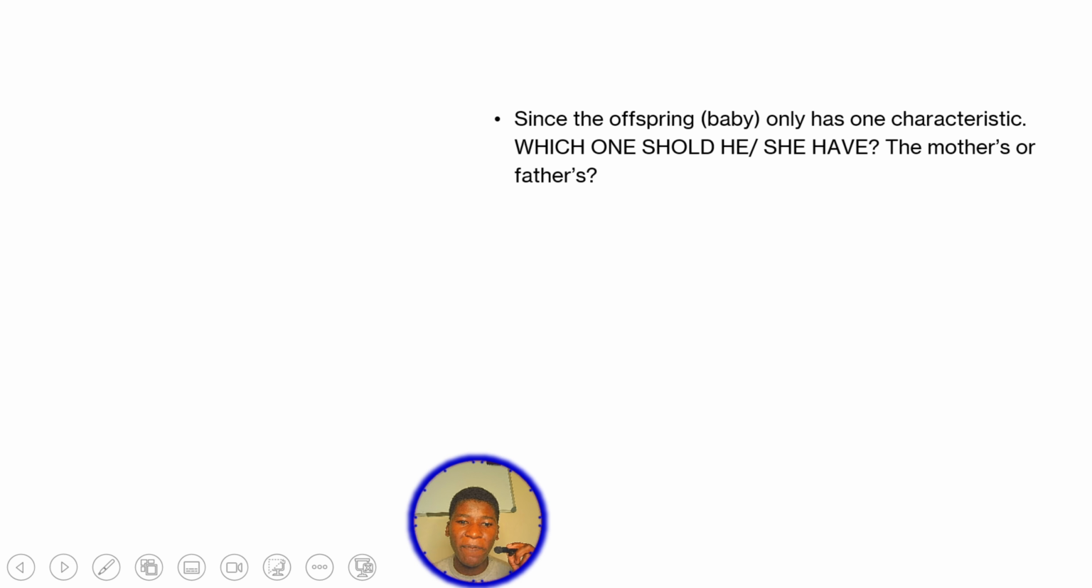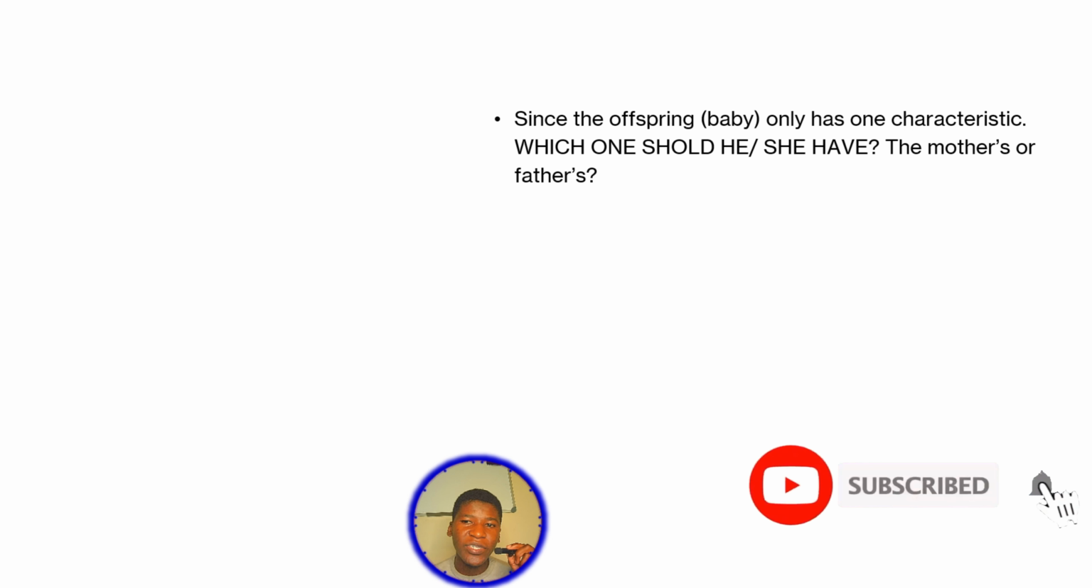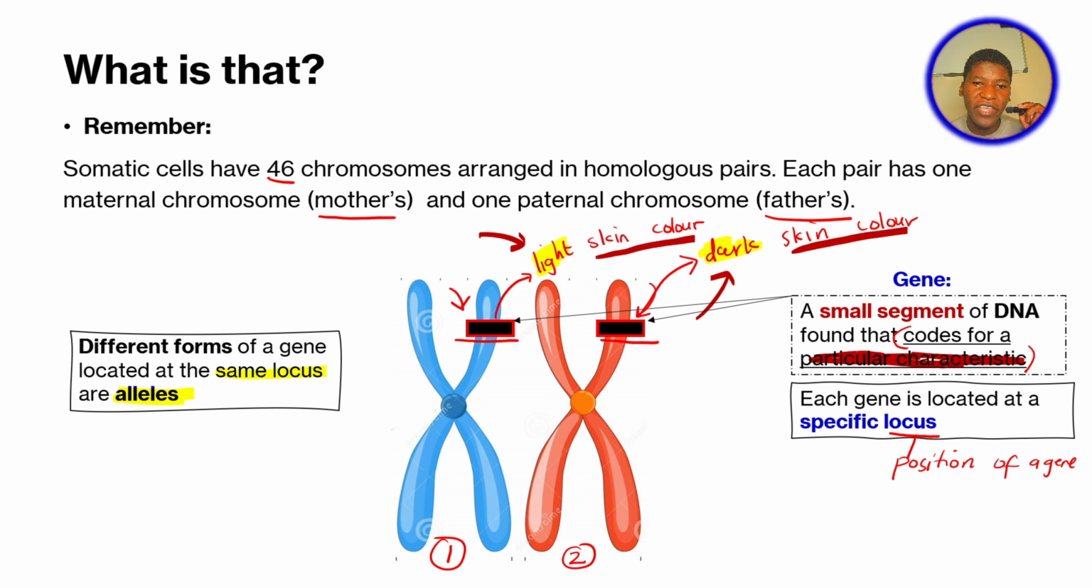So now the question comes: since the offspring, or the baby, made from the parents has only one characteristic, which one should he or she have? Should he have the mother's characteristic or the father's characteristic? Here we have light skin color and dark skin color. Now they're going to make a baby. Let's say the baby is light skin colored. How did the baby end up taking the light skin color from the mother and not the dark skin from the father? And it can also happen that the son is actually dark skinned. How did the son take the dark skin from the father and not the light skin from the mother?